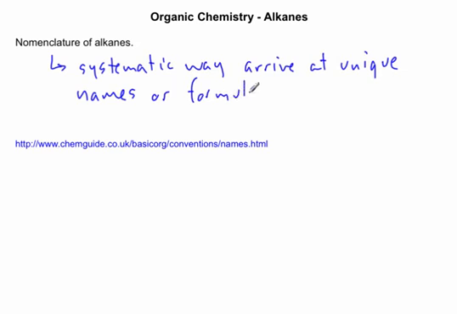And we've already seen nomenclature in the context of inorganic compounds, specifically ionic and covalent compounds. Well, now we're going to apply this systematic way of naming things to organic molecules.